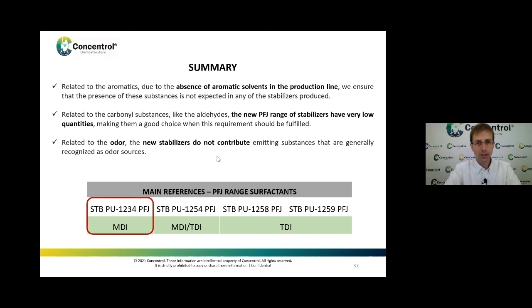So we will finish by showing some examples of silicone surfactants from the new PFJ range of additives: specifically the surfactant for MDI, which is STBPU 1234 PFJ, a recommended surfactant when we produce MDI-TDI formulations, STBPU 1254 PFJ, and two references for TDI formulations, STBPU 1258 PFJ and 1259 PFJ.